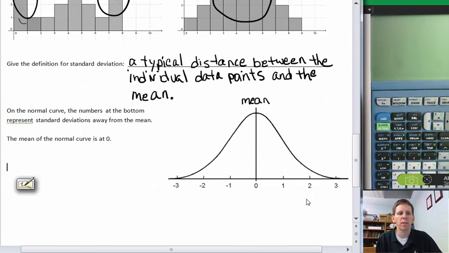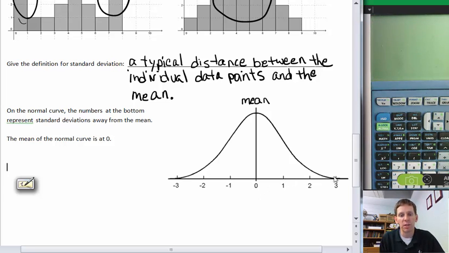On the normal curve, the numbers at the bottom represent standard deviations away from the mean. The mean of the normal curve is at 0. So if you take this standard normal curve, we usually expect average to be right here in the middle of the curve. You'll see a 0 here. That corresponds with 0 standard deviations from the mean, and that makes sense. If you're on the mean, you're not far away from the mean. The typical distance is 0.